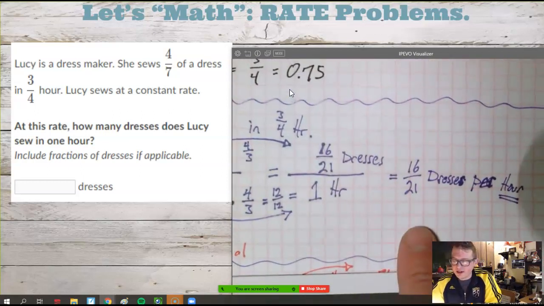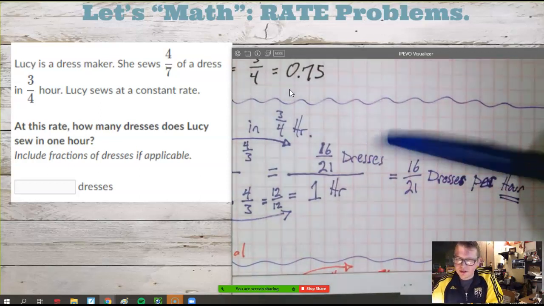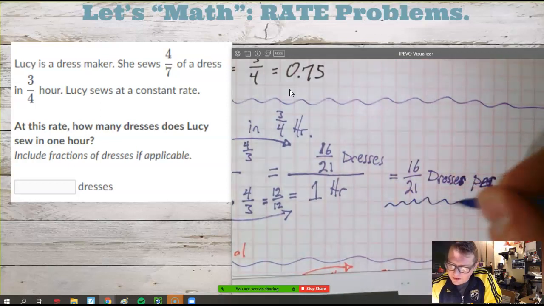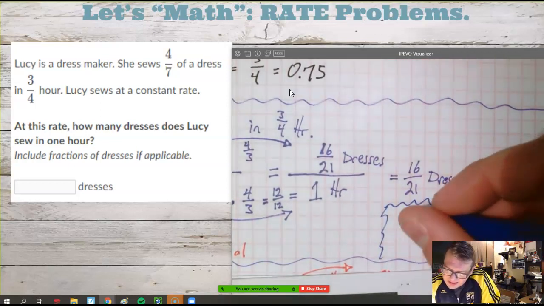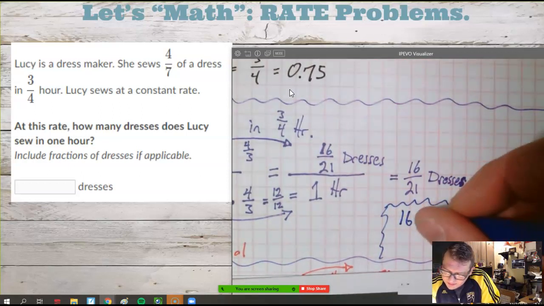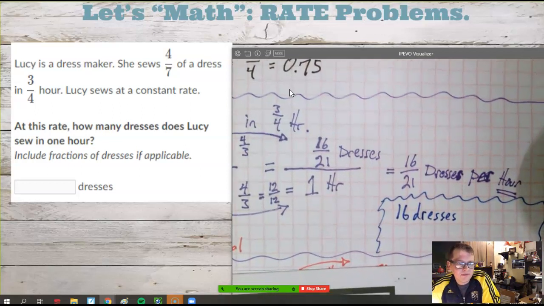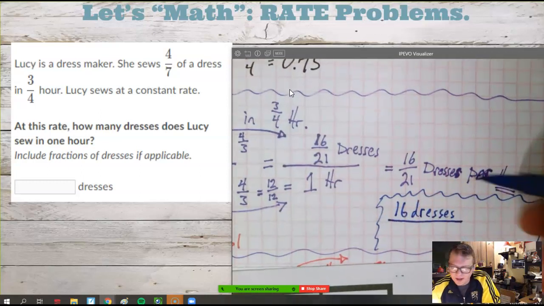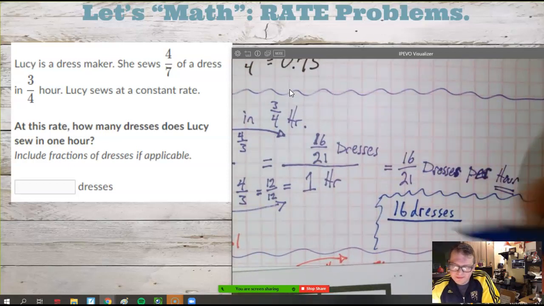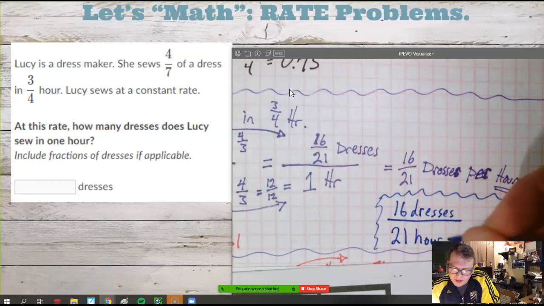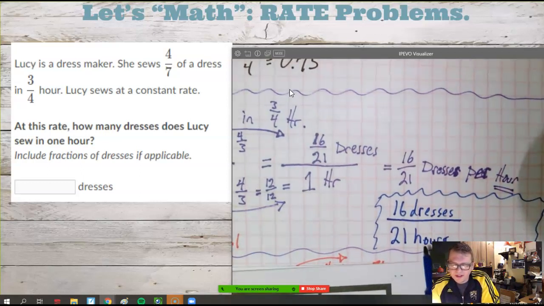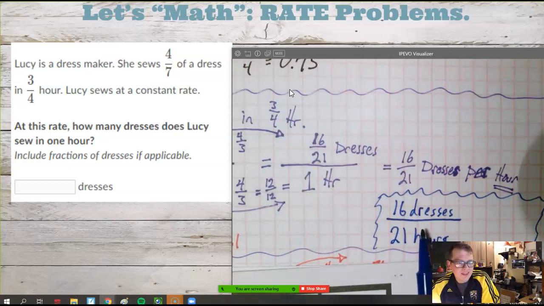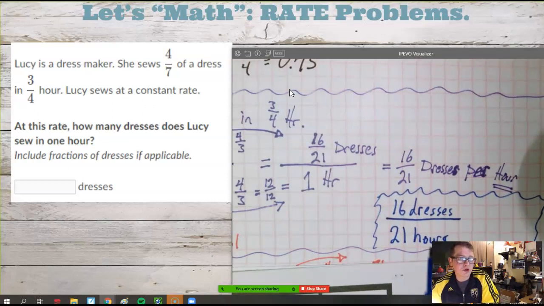Now what this really can mean also, well, dresses was our numerator and hours was our denominator. Guys, if we wanted to, what this also means is 16 dresses would take her how long to make? If we had dresses on top and hours on bottom, if I put 16 on top, what should be on bottom? 21 hours? Yeah. 21. So that's another way we can talk about this problem. It's 16/21 dresses per hour, but a nicer way to say it is, if she makes 16 dresses, it will take her 21 hours. And that's like half of a work week, right?